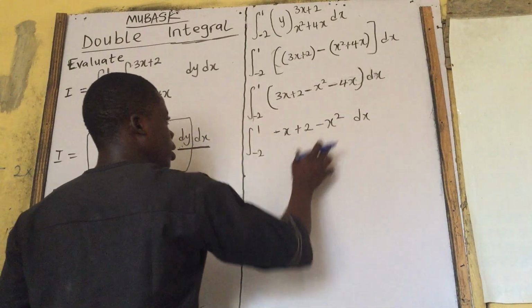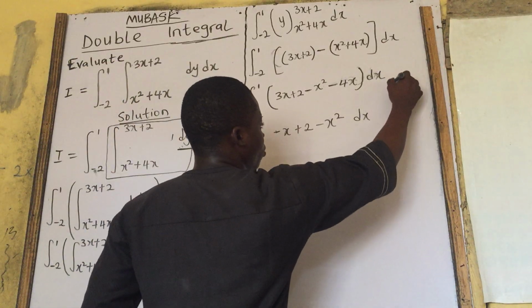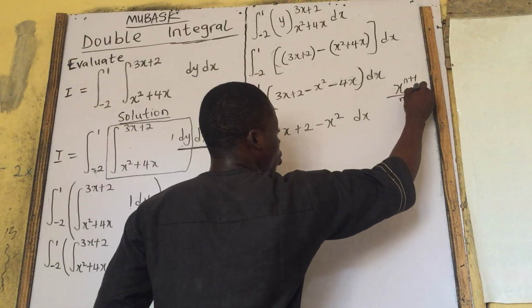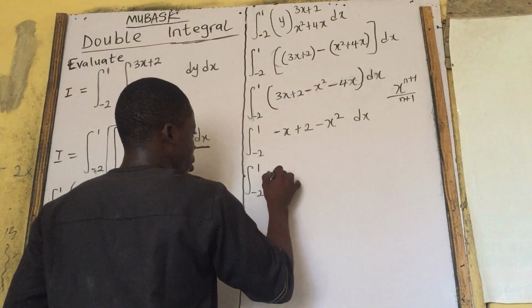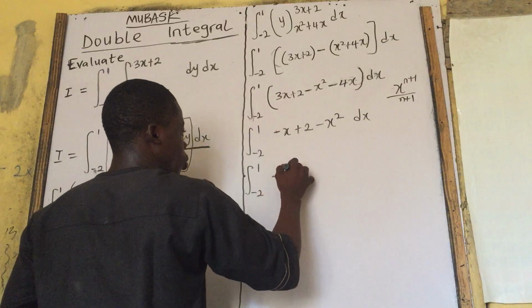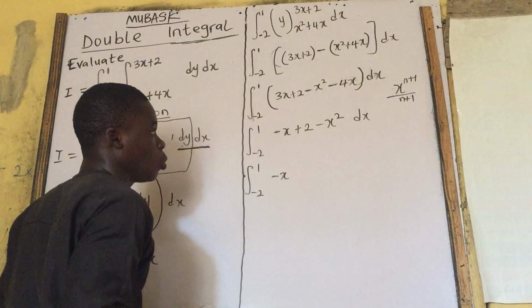So we have to integrate it using the general formula, x raised to n plus 1 divided by n plus 1. Now, integral from minus 2 to 1 of minus x. If you integrate x, it will give us what? The power of x here is 1, which is what?